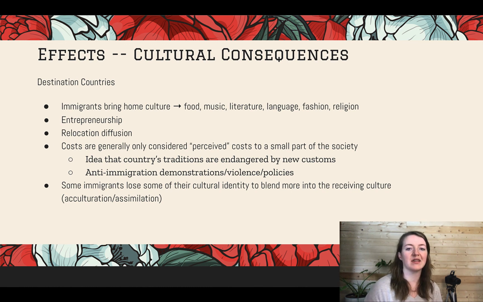One last thing here is that sometimes we have immigrants come into this new country and they lose some of their cultural identity to blend more into the receiving culture. This could be acculturation or assimilation. So acculturation, they kind of take on aspects while maintaining most of their own aspects of culture. Assimilation, they replace the old culture with the new.